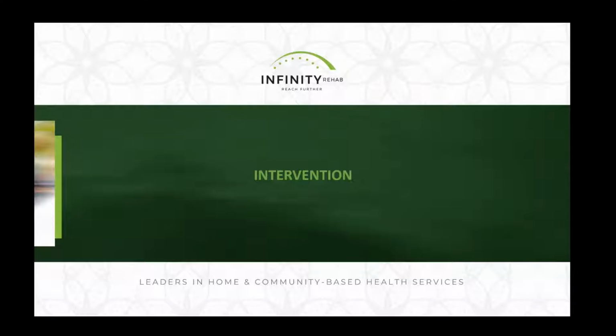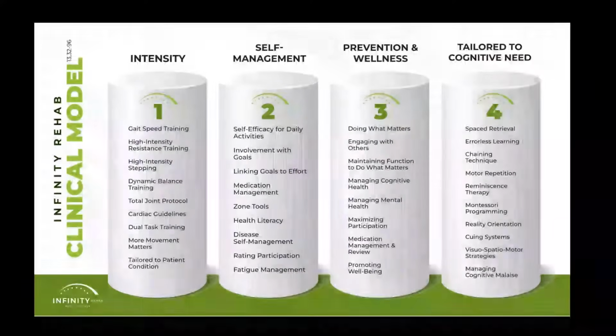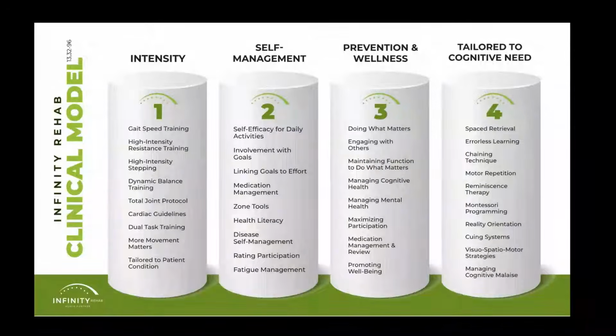Another way in which we are setting the standard is through our evidence-based interventions. We've culled the literature for large bodies of evidence that represent rehabilitation best practices for older adults. We've collated these practices and represented them here along these four pillars: intensity, patient self-management, prevention and wellness, and tailoring care to cognitive need. Our intensity and patient self-management pillars are particularly refined, so let's look at each in a bit more detail.